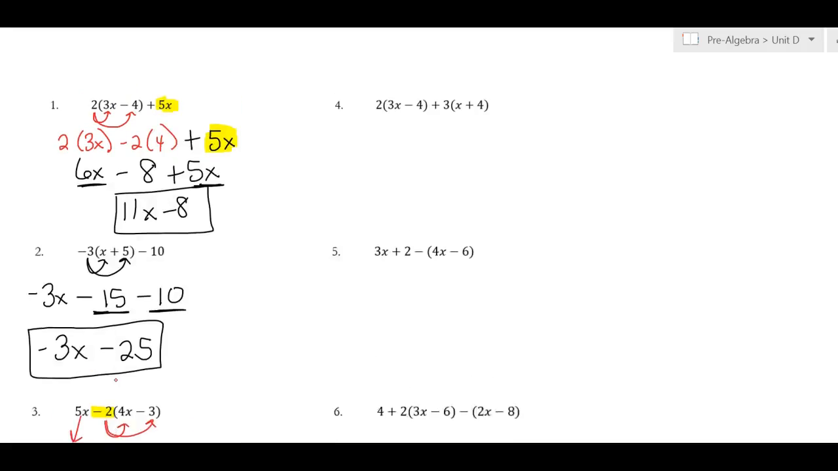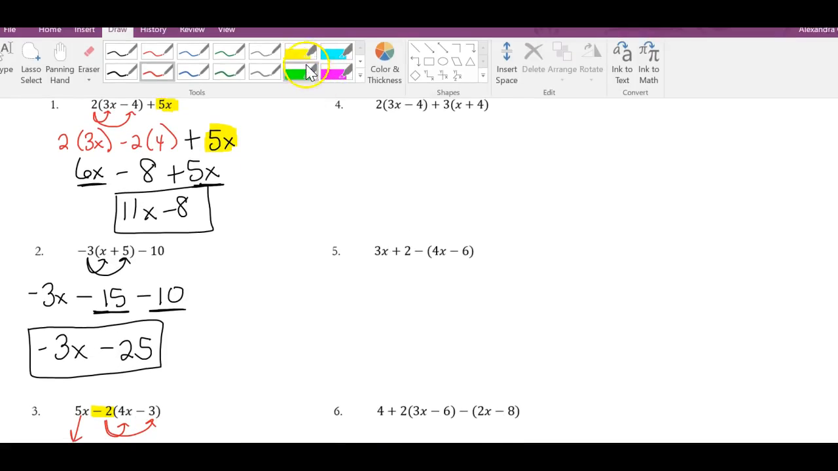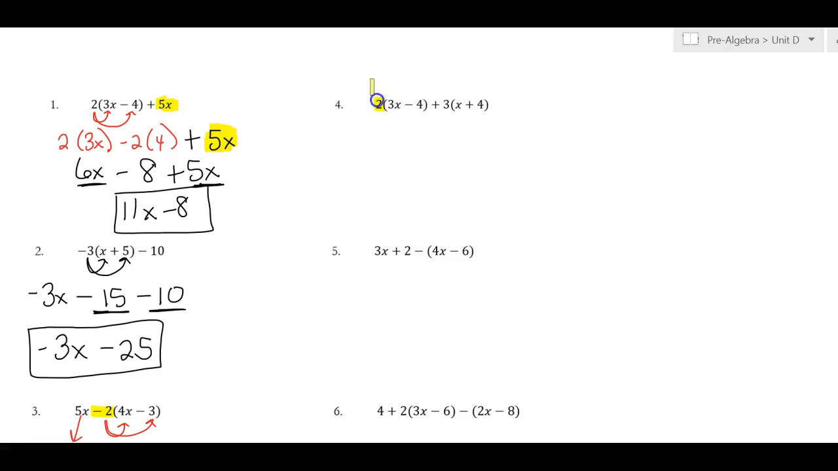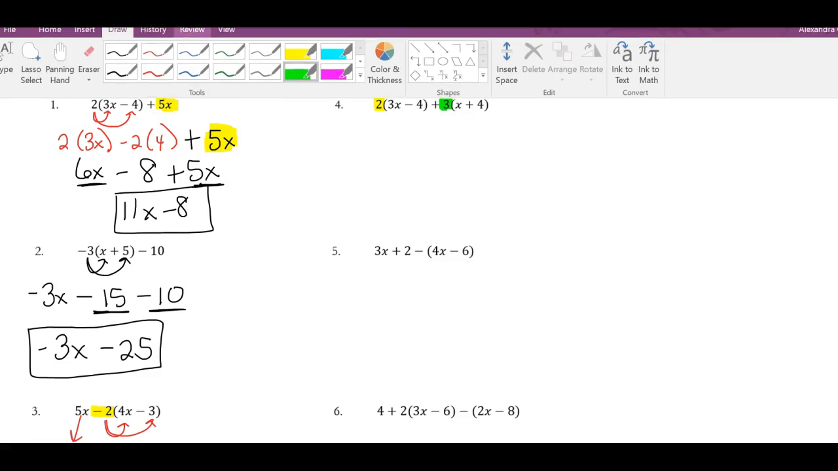Okay. All right, I'd like you to try number 4. There are 2 different parentheses, so the first one you're going to distribute the 2 to, and then the second one you're going to distribute the 3 to, and see what you get.